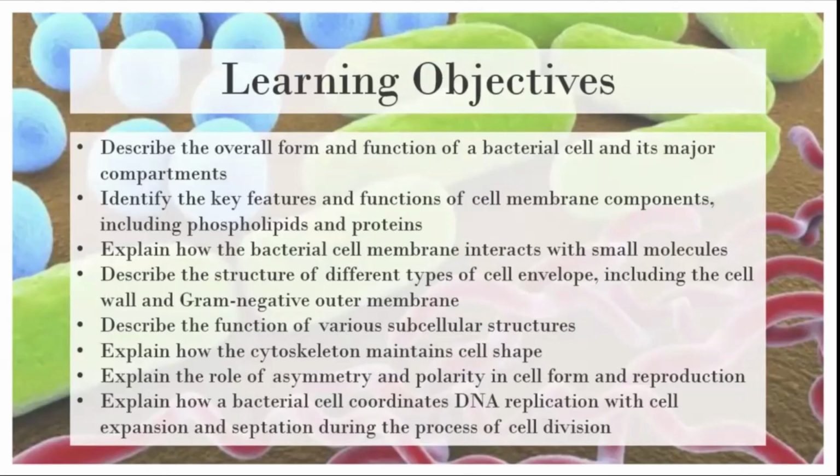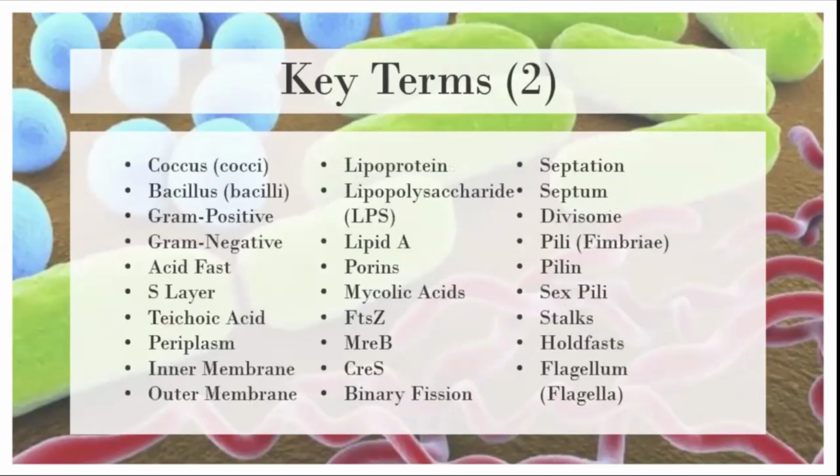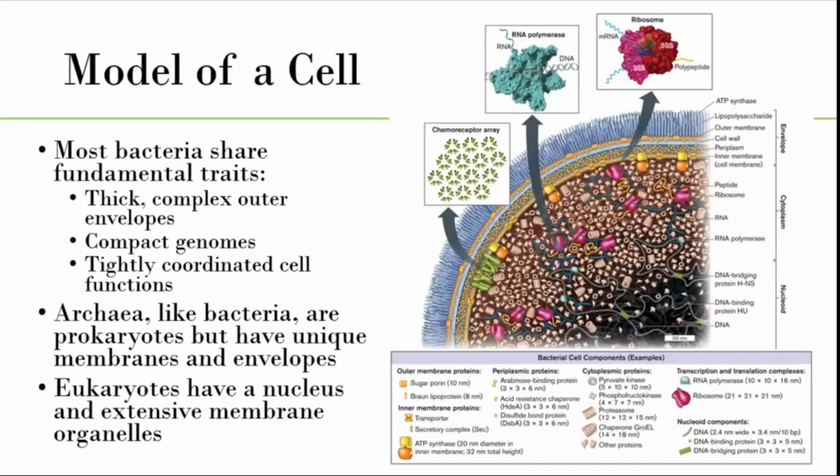All right, so these are the objectives. If you ever want me to go through them, let me know, but they're more there for you when you're reviewing. We got a ton of key terms this time, but it's all good stuff. So starting off, most cells in general and most bacteria share these fundamental traits. So for bacteria, they have very thick envelopes and they're very unique and they're there to protect the cell. They have very, very compact genomes. The majority of a bacterial cell is DNA. And that is very different from eukaryotes.